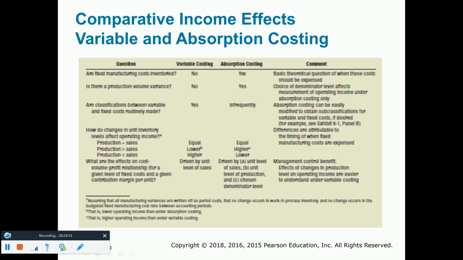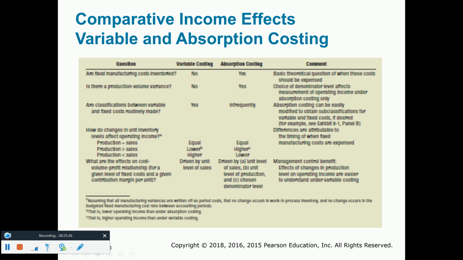But the variable costing, it'll be lower, because remember, with variable costing, the fixed overhead automatically goes to the income statement in the year that we pay for it. So there's no allocating it to the actual overhead. And the opposite is true when production is less than sales, meaning we sold more units. That means more cost is going to the cost of goods sold for absorption costing.